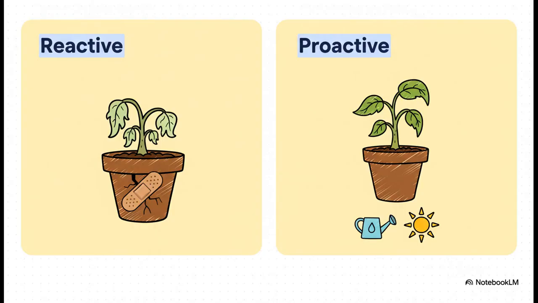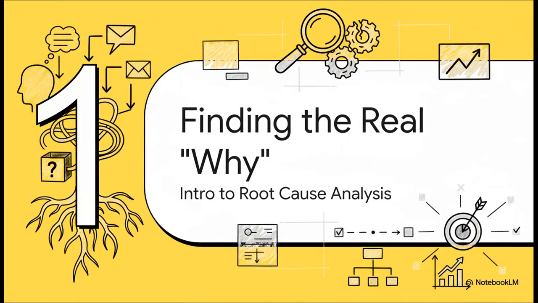And that right there is the huge difference we're talking about. Being reactive, that's just treating the symptom. It's a temporary fix, and you know the problem is going to pop up again. Being proactive, though, that's about finding a lasting solution. That's how we prevent it from happening over and over. This brings us to the whole point of this explainer. How do we actually find that real, hidden why? Well, let's dive into the basics of root cause analysis.